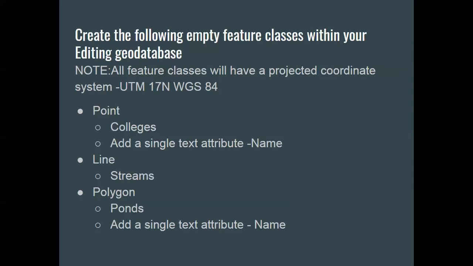We're going to create all of our empty feature classes in a projected coordinate system, and we're going to use UTM zone 17 north with a WGS 84 datum. We're going to create a point feature class, and we're going to give it a single attribute field, and that's going to be name. We're going to create a line feature class called streams. We're not going to worry about any attribute fields there. And then we're going to do a polygon feature class called ponds, and again we're going to use a single text attribute called name.